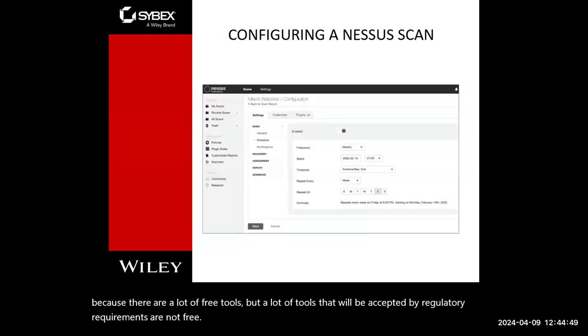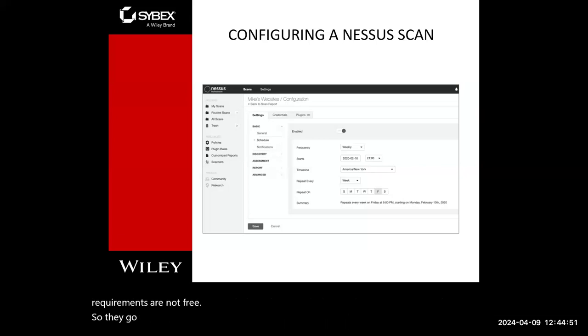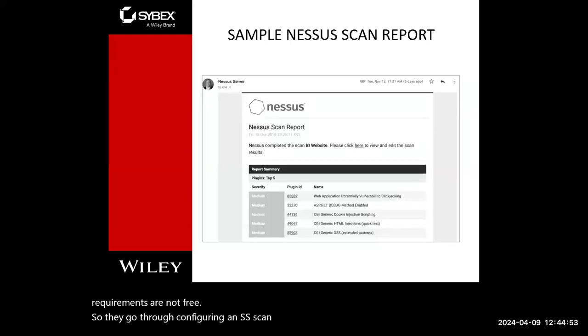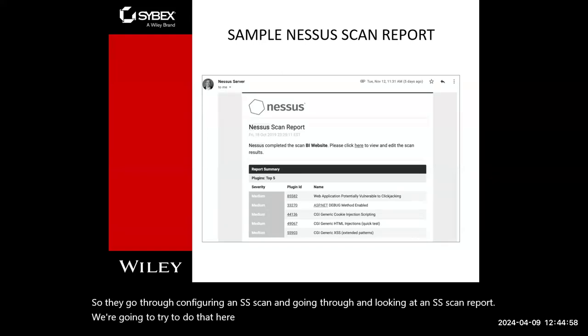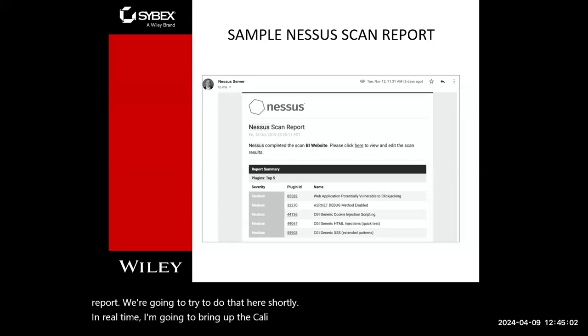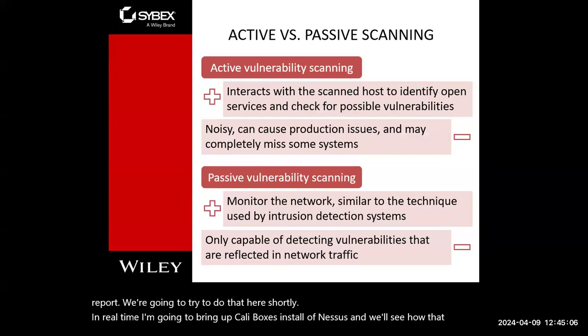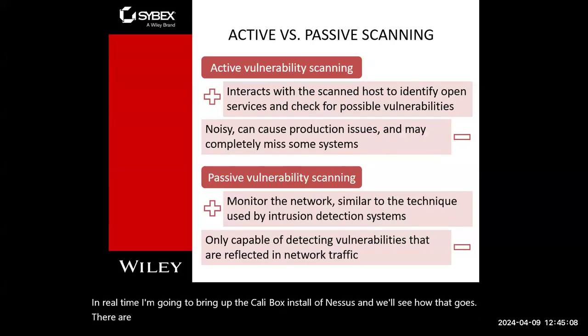So they go through configuring a Nessus scan and looking at a Nessus scan report. We're going to try to do that here shortly in real time. I'm going to bring up a Kali box and go through an install of Nessus, and we'll see how that goes. There are two types of scanning, active and passive.